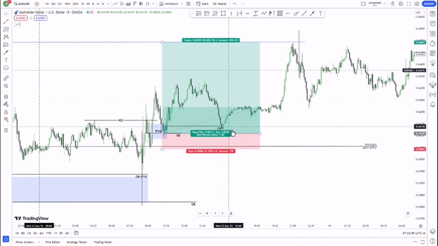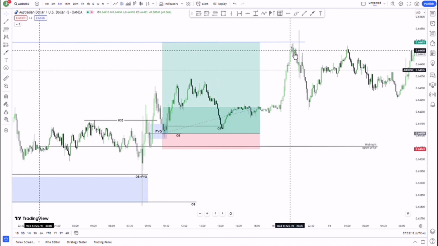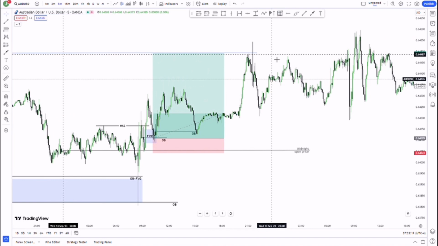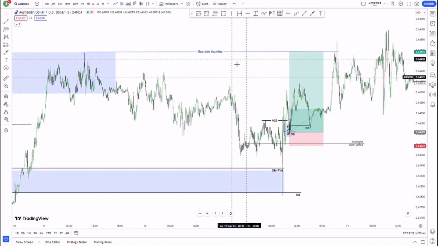But luckily it didn't. It just retraced up to this, down to this order block, and from there it bought and we hit TP. So there you go, ladies and gentlemen. That was our recap on the trade we took last week on AUD USD just after the CPI.